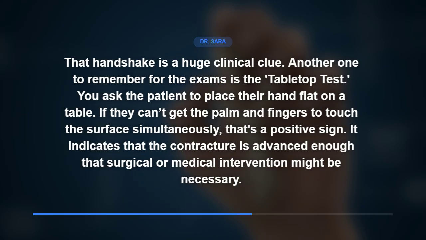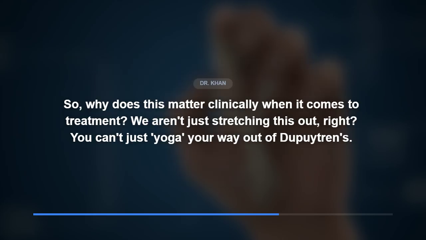In fact, many people call their primary care doctor because they notice they can't shake hands properly at church or at a meeting. That handshake is a huge clinical clue. Another one to remember for the exams is the tabletop test. You ask the patient to place their hand flat on a table. If they can't get the palm and fingers to touch the surface simultaneously, that's a positive sign. It indicates that the contracture is advanced enough that surgical or medical intervention might be necessary.